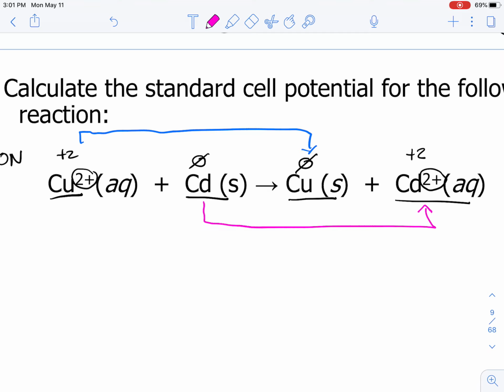So what I want to do is I want to look for reduction first, because that's the easiest to identify. What oxidation number was reduced, right, in terms of their value? Well, it looks like the +2 went down to 0. So this is telling us that copper is going to undergo reduction, and that cadmium is going to undergo oxidation.